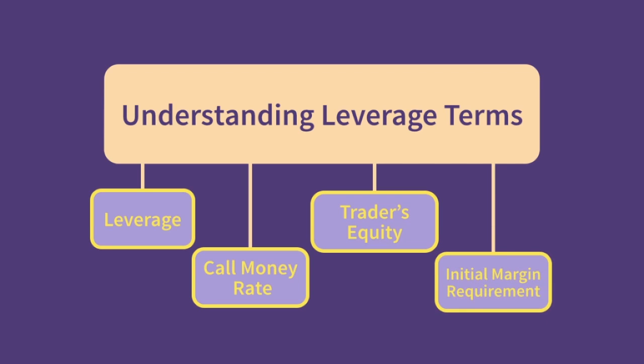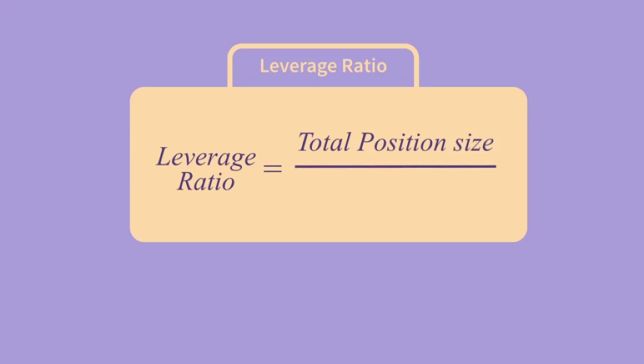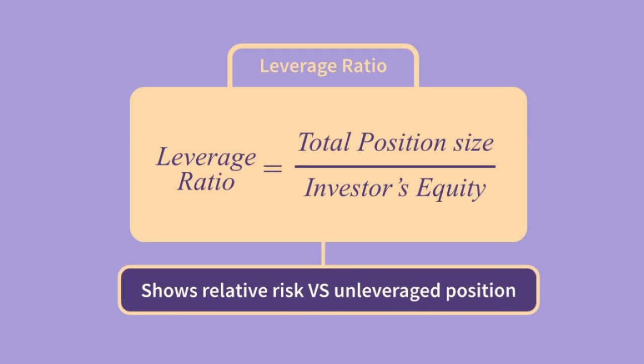The initial margin requirement is the minimum percent of the purchase price that must be the trader's equity. The leverage ratio is calculated by taking the total position size divided by the investor's equity. The leverage ratio shows how much more risky a leveraged position is relative to an unleveraged position.